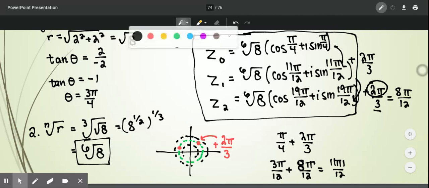But what you found was these 3 roots, and 19 pi over 12 would be a little bit past there, so it would kind of be over here. And so those 3 roots would all be equally spaced out around that circle.